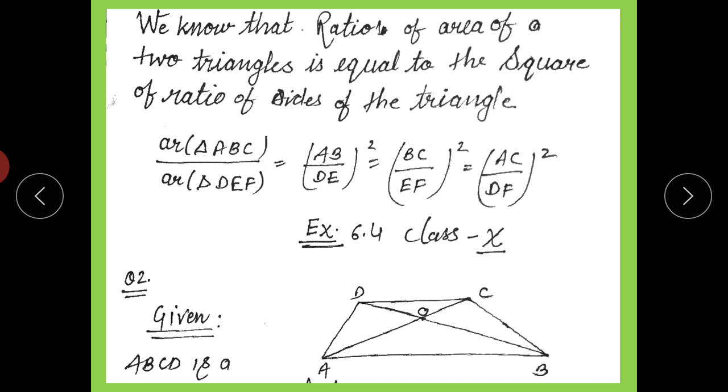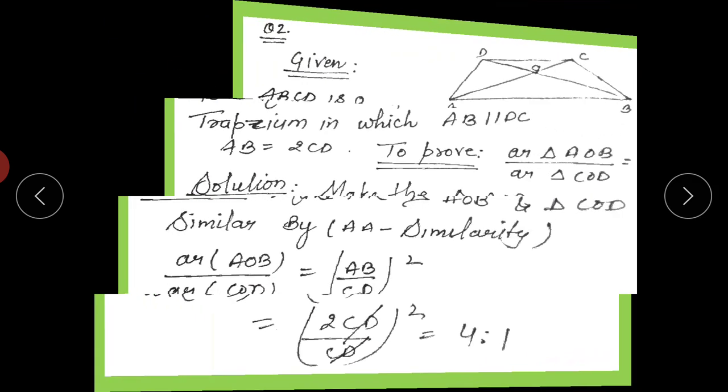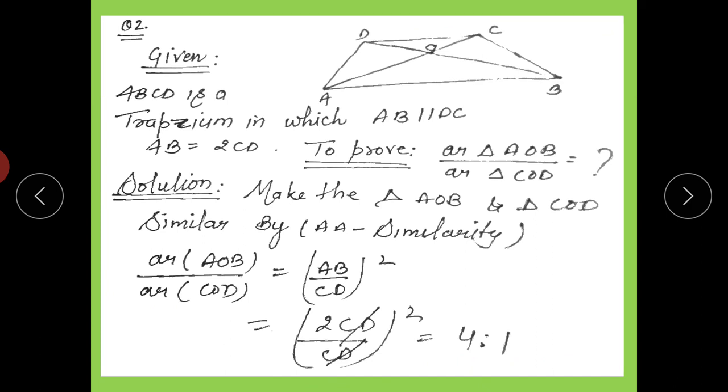So question number two: given that ABCD is a trapezium in which AB is parallel to DC, you have to prove that area of AOB upon area of COD is equal to what? And it is also given that AB is 2 times CD. So think about what you have to think here.